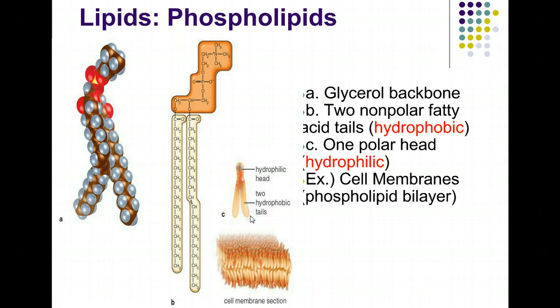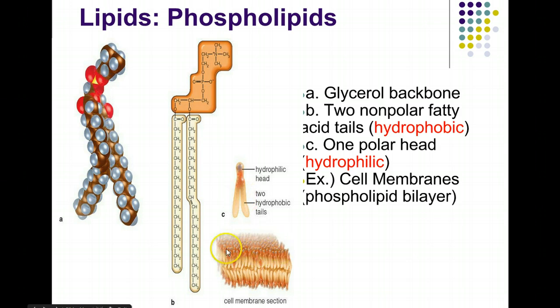Phospholipids. Phospholipids are the lipids that help to keep our cells from disintegrating. They have two fatty acid tails, and then you have a head right here. The hydrophilic head means that it's waterproof. The hydrophobic tail means it's not waterproof.